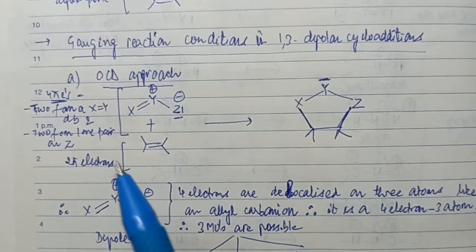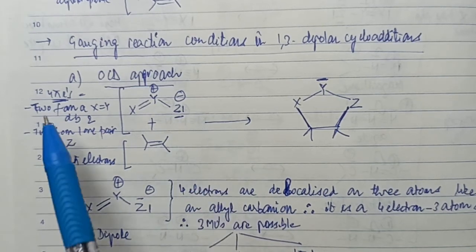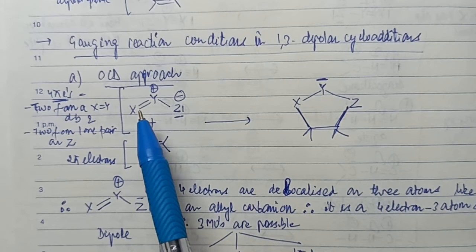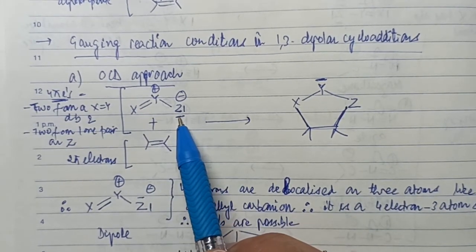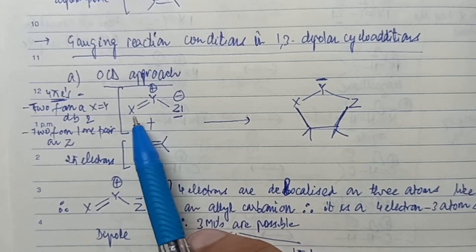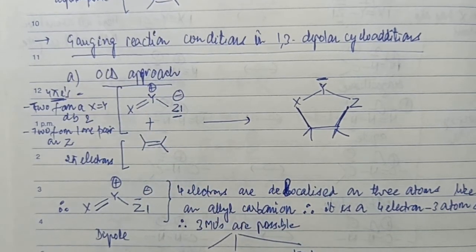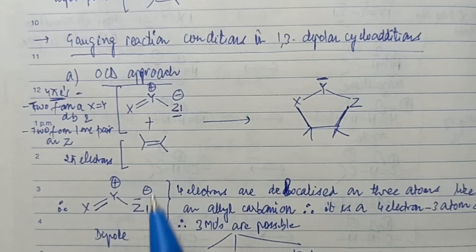Therefore, I have a 1,3 dipole which I'm representing in the octet formula. 1,3 dipole, as I've told you, is contributing 4 pi electrons. The 2 electrons are coming from this double bond, and 2 electrons are coming from this lone pair. So it is a system in which there are 4 pi electrons which are delocalized over 3 atoms. Hence it is a 3 atom 4 electron system, and hence we should be drawing 3 molecular orbitals corresponding to this particular system.